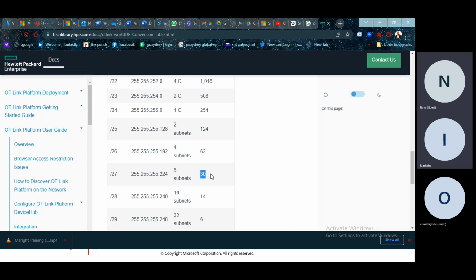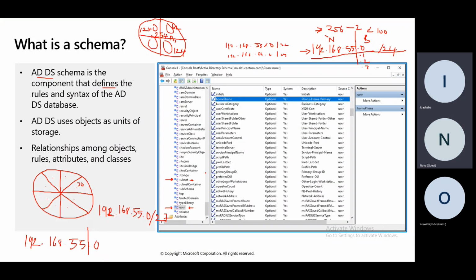Because it can contain 30 computers, remember that there are some departments where only 2 computers will be there. Some will be 10. Some might be 1. Some might be 8. Some might be 15. Some might be 20. But what is the maximum this subnet can take?